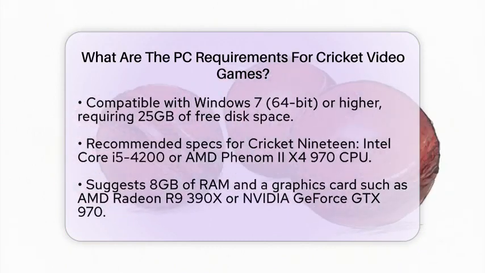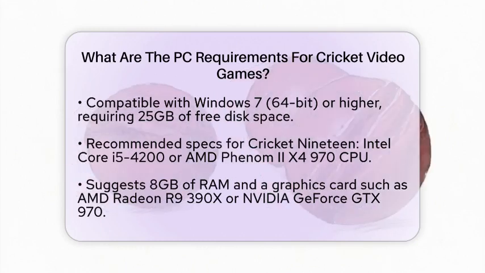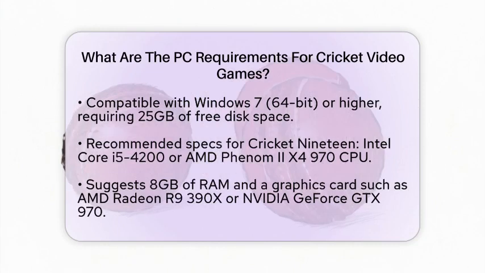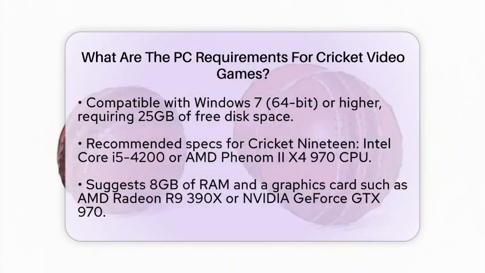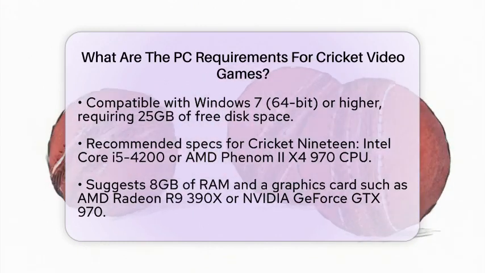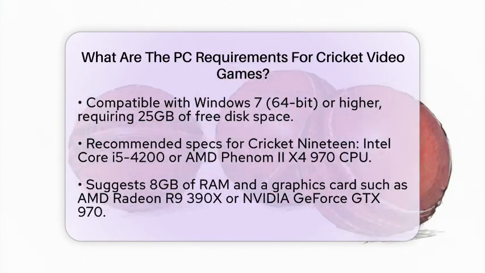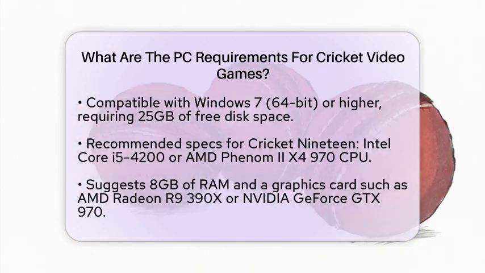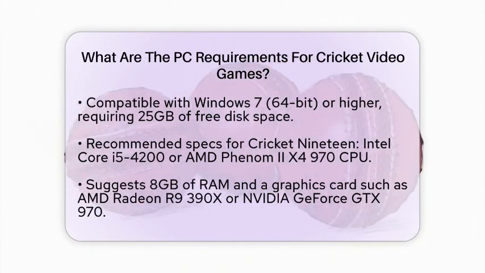For a smoother gaming experience, the recommended requirements for Cricket 19 include an Intel Core i5-4200 or AMD Phenom X4 970 processor. You should have 8 GB of random access memory and a graphics card such as the AMD Radeon R9 390X or NVIDIA GeForce GTX 970 with 2 GB of video random access memory. This game also requires Windows 10, 64-bit, and 25 GB of free disk space.